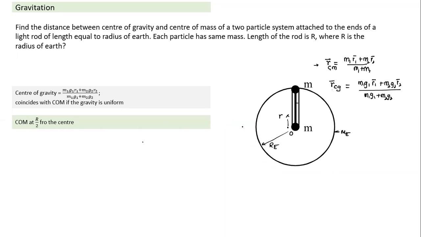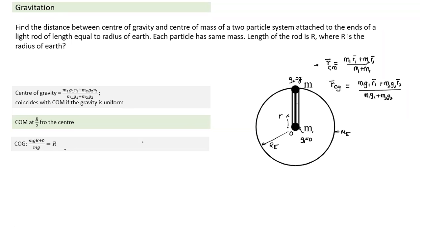If I call this mass the first mass and this mass the second mass, here the value of g is 0. That's what you should understand. I call g1 equal to 0 and g2 equal to g on the surface of Earth. So if I write center of gravity, I write mg into r for this term, and this one will be m into 0 into r. This term becomes 0. And when we divide, what is the term we divide with?